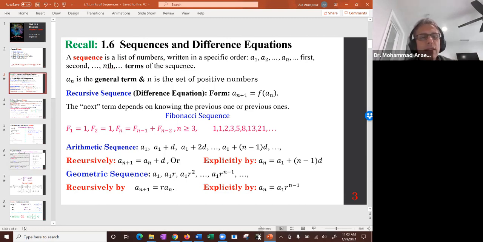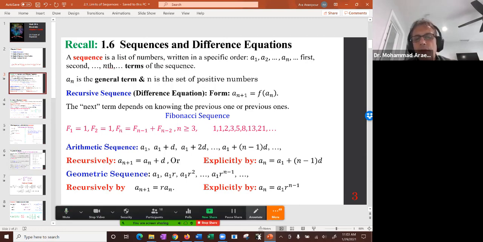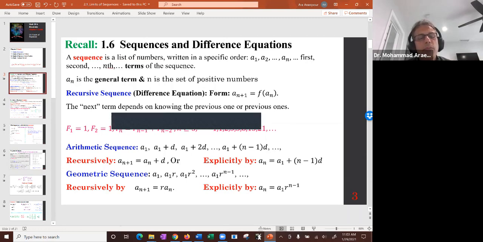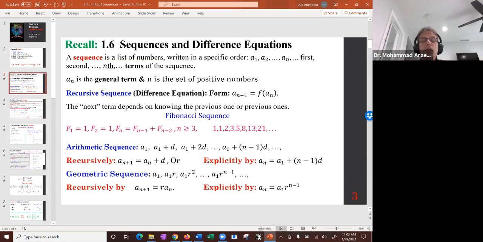We also looked at the arithmetic sequence class, which basically starts with the first term and then we add a constant d. A geometric sequence starts with the first term and we multiply by a constant r. The recursive format for an arithmetic sequence gives us a sub n plus 1 equals a sub n plus a constant d. For a geometric sequence, it gives us a sub n plus 1 equals a sub n times a constant r.